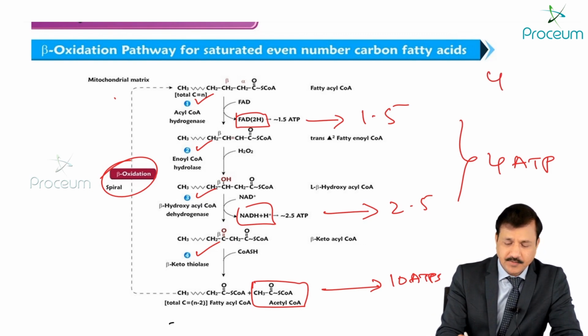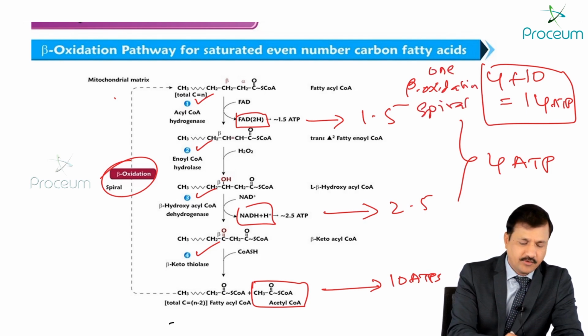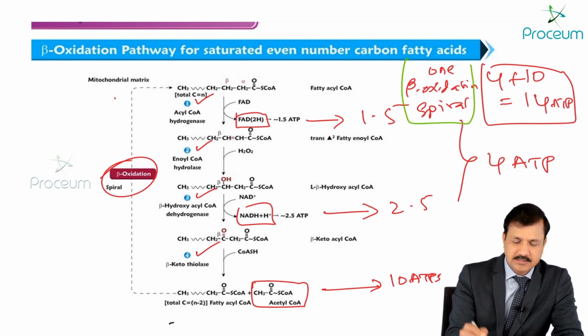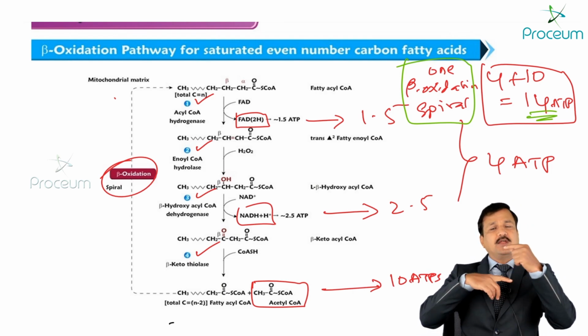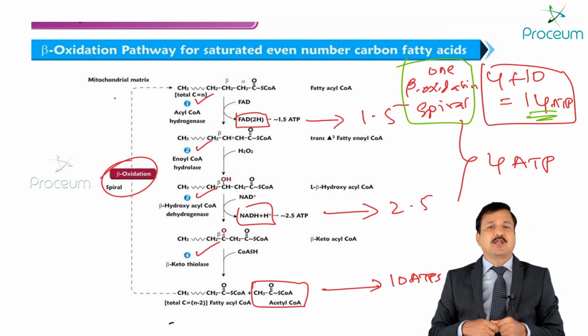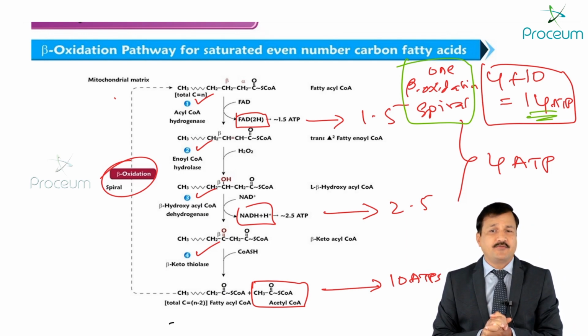So 4 from NADH and FADH2, 10 from one acetyl-CoA, equals 14 ATPs we get from one beta oxidation spiral. So one beta oxidation spiral will give 14 ATPs. Remember this number. Why do we need to remember 14 here? Because for every one additional beta oxidation spiral, you can simply add 14 while calculating the net number of ATPs.